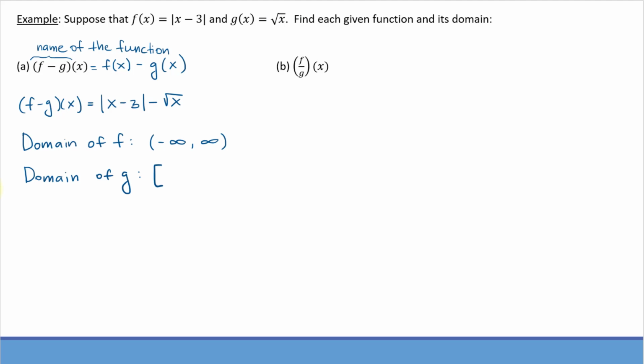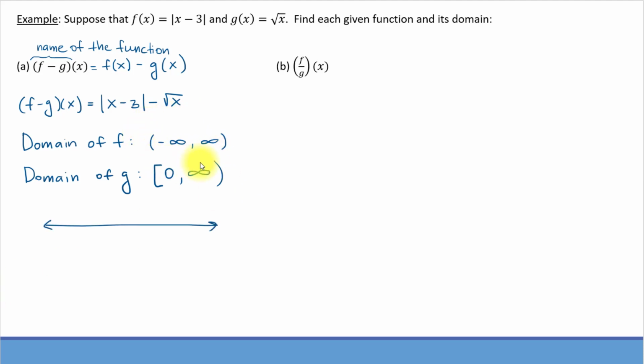And that's the same as the interval from 0, 0 is being included, so that's why I'm using brackets, to infinity. And now let's think where these two intervals overlap. Well, you might already see the answer, but I'd like to show you the steps that you might want to take if the answer is not that obvious. So what you can do is to graph both intervals on the number line and see where they overlap.